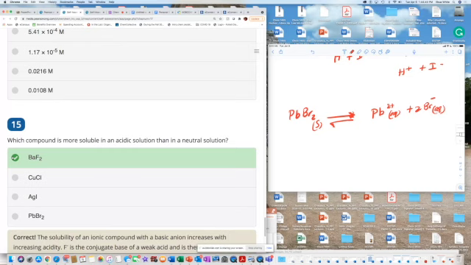Can H plus remove Br from the solution? Let's see. H plus tries to get with Br. Same thing happens. It forms a strong acid. They do not stay together. They remain separate. So therefore, conclusion, H plus fails to remove Br from solution. So once again, we get no change.